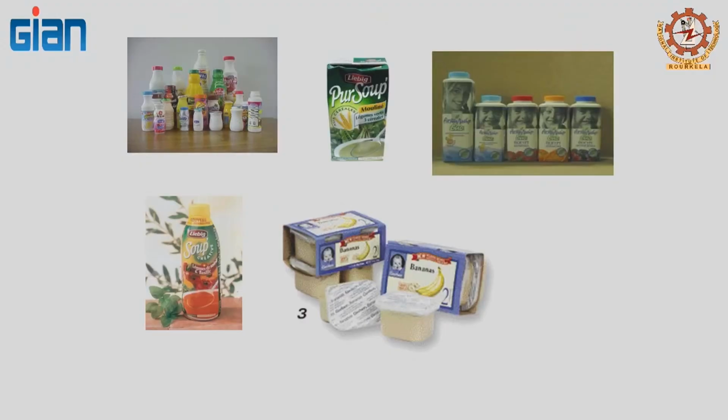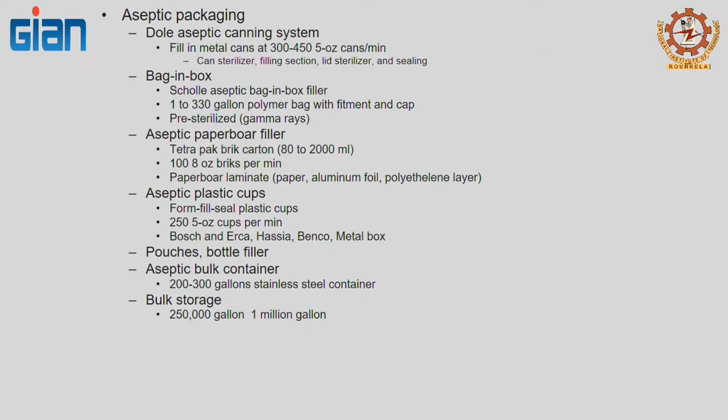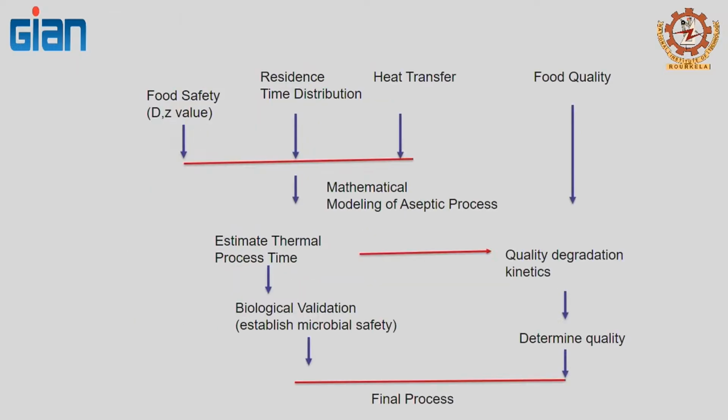And these are just some examples of different aseptically processed products, and some of the different packaging equipment available, including bag in a box, cups, pouches, bulk storage, and so on. So, aseptic processing brings much more flexibility to the processor, so they can process at different scales.